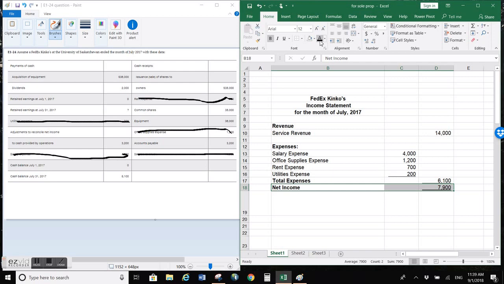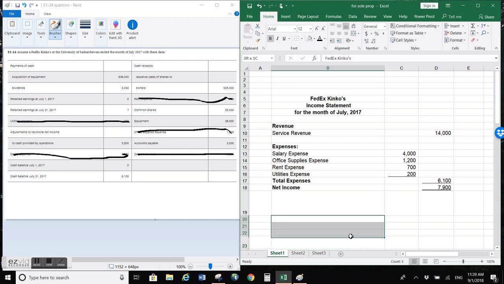All right, our next statement is the statement of retained earnings. So again, this is for a time period. What's gone on with our retained earnings for the month of July?